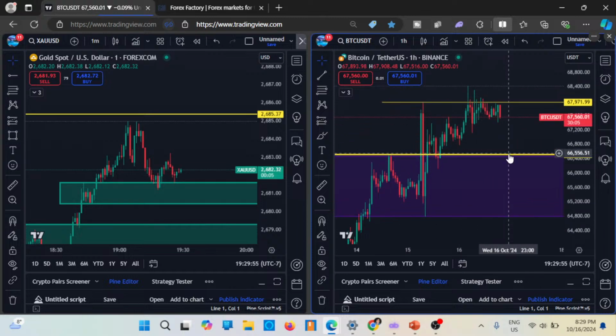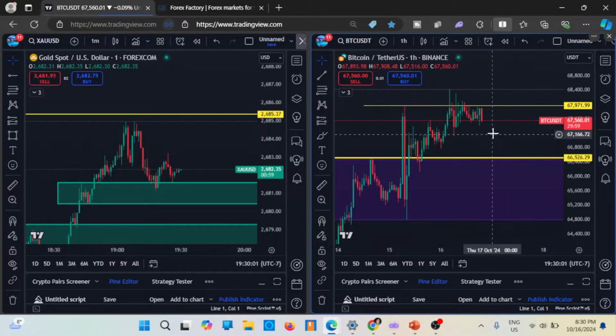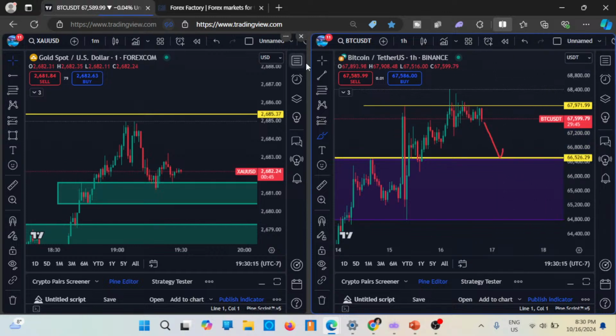This is where the current support is, and this would be the best area to look for buys for Bitcoin when the price gets to that level. So just be patient, wait for the price of Bitcoin to slowly make its way down here, and then if that support holds, you go ahead and place your buy.